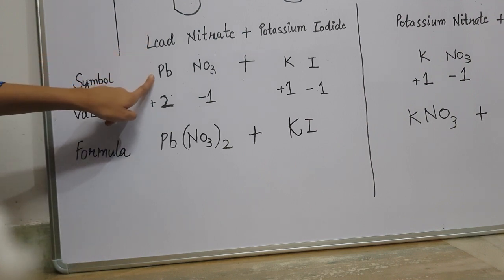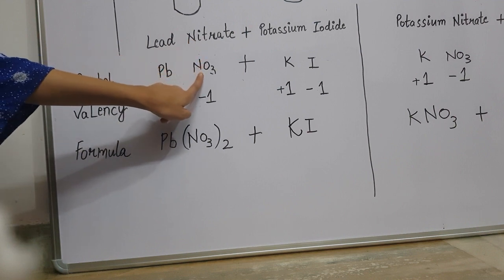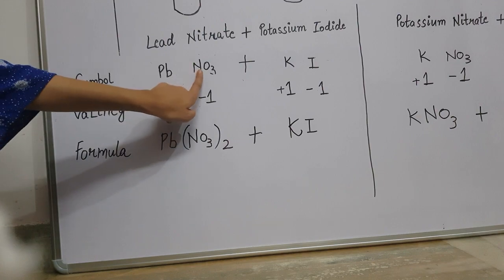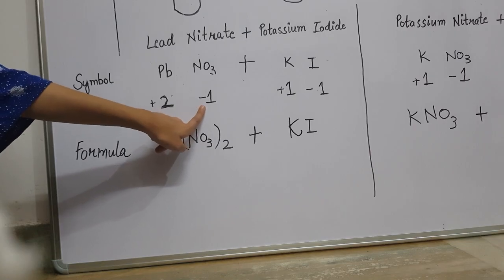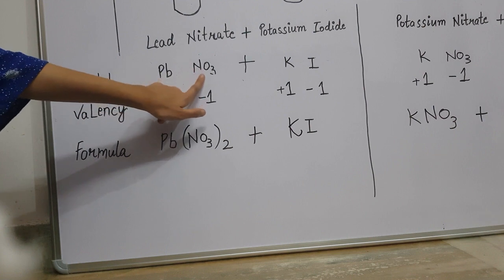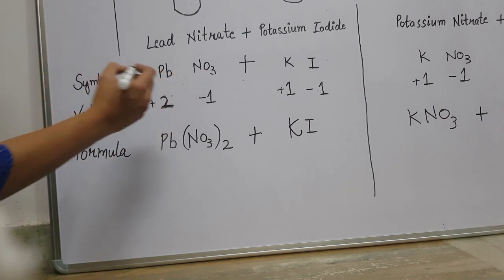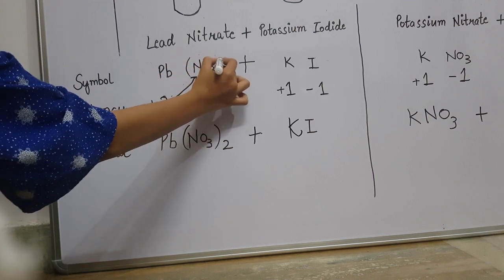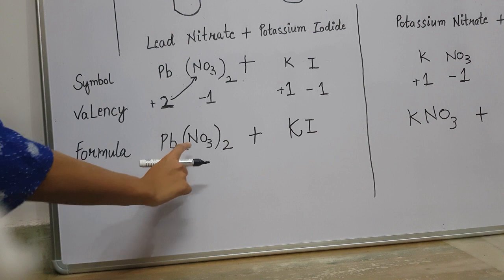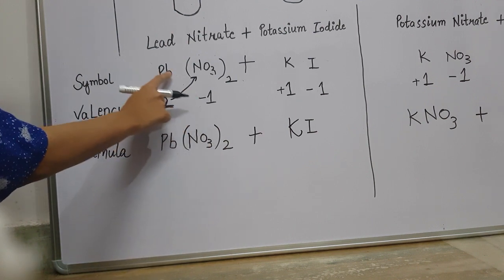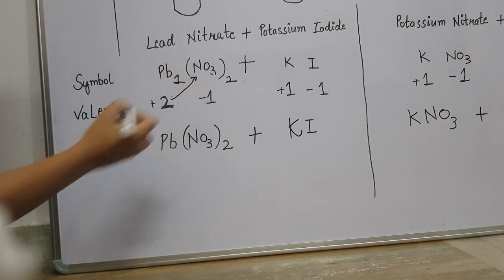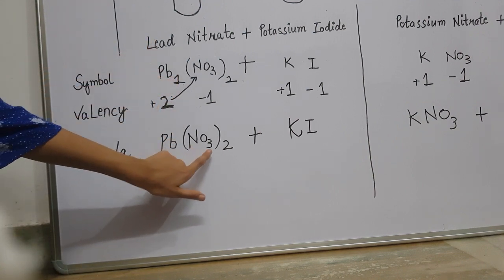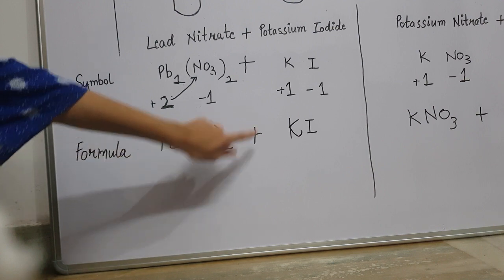The symbol for lead is Pb and the symbol for nitrate is NO3. Valency of lead is +2 and valency of nitrate is -1, and you know it very well. Whenever two compounds react, their valencies are exchanged. So the valency of nitrate will be 2 as I have written here, and the valency of lead will be 1. There is no need to write 1, so it will be simply Pb(NO3)2.